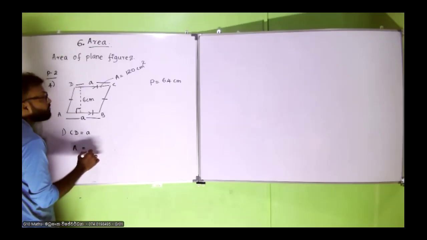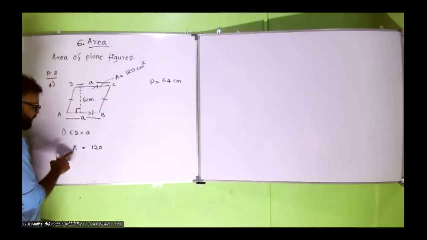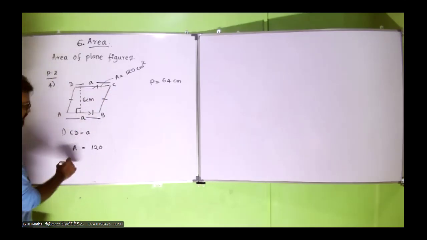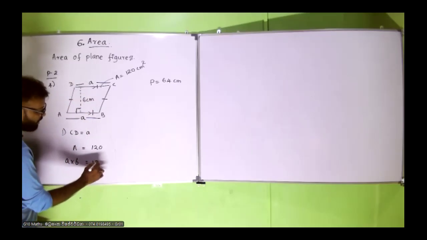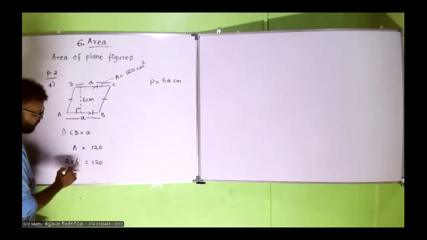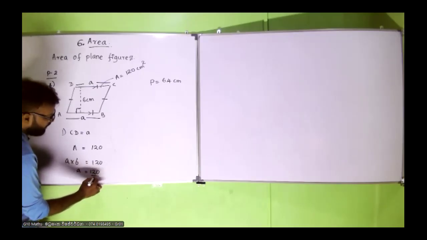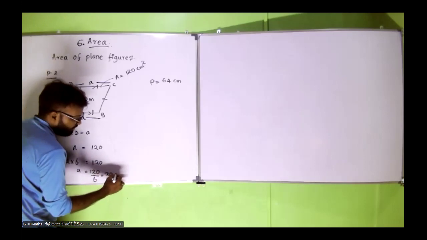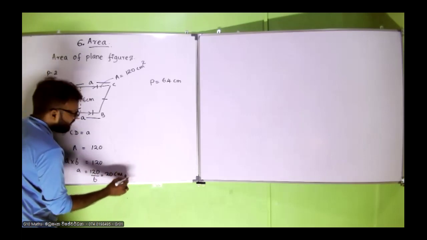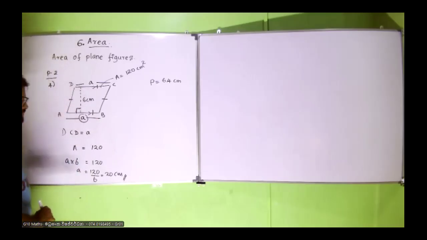You know that the area of the parallelogram is 120. This area can be written by using the length of the base and the height 6, equal to 120. So you have to divide both sides by 6. 120 divided by 6 will give you 20. The unit is centimeters because this A represents a single length.